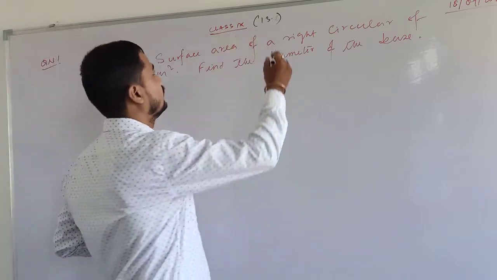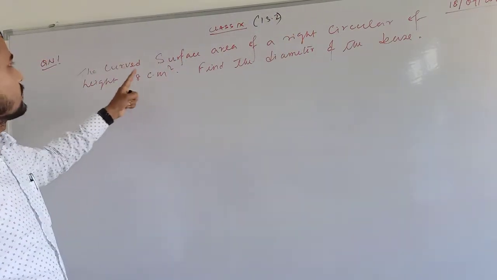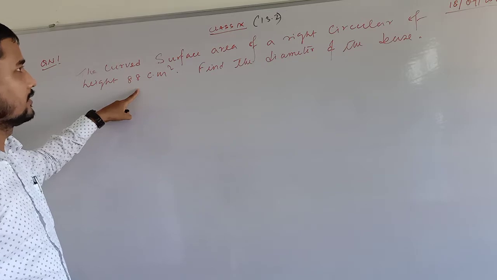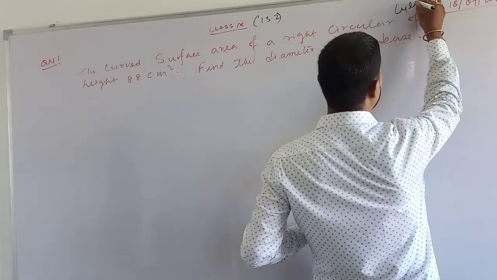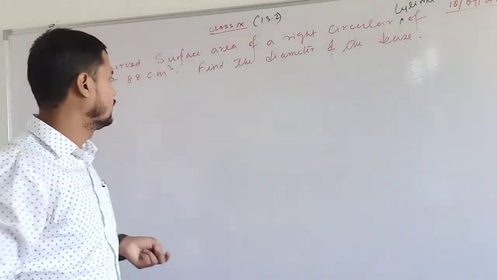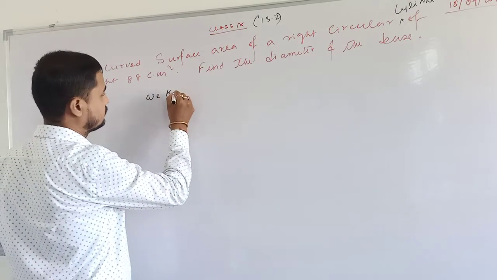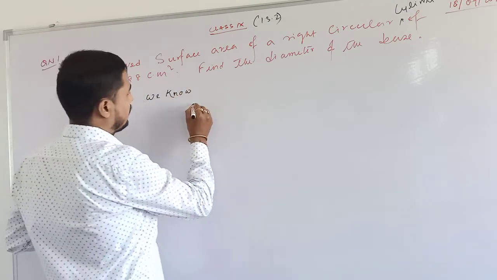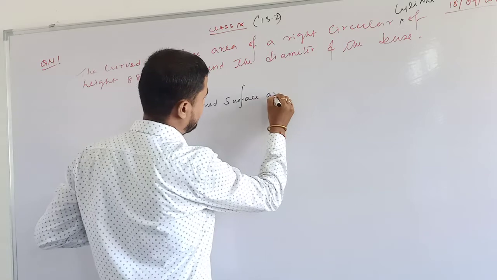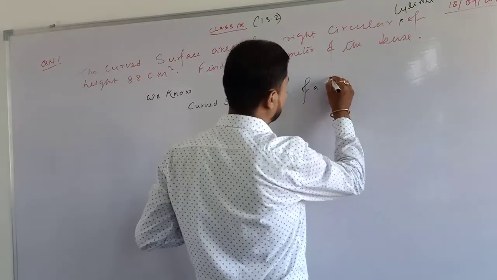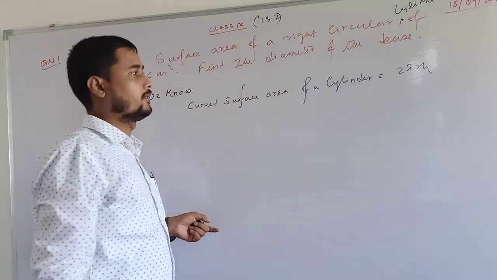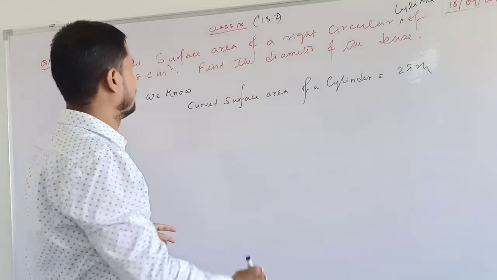Now, exercise 13.2 question number 1. The curved surface area of a right circular cylinder of height 14 cm is 88 cm square. Find the diameter of the base. We know the curved surface area of a cylinder equals 2 pi r h. In the question, pi is given as 22 by 7.